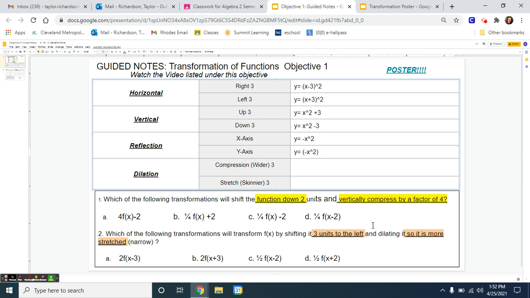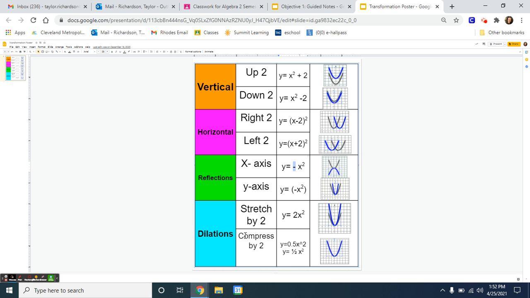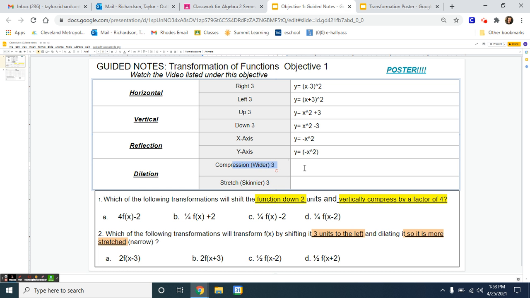Okay? The last type of transformation is called dilations, where you could either be compressing it and it's getting wider, or stretching it out and it's getting skinnier. So let's look at compression first. When you're compressing something, the only thing you're doing to the equation is putting either a fraction or a decimal out front. A fraction or decimal tells your graph that it's going to be getting wider. So if I'm compressing by 2, I put it into a fraction, 1 over 2. If I'm compressing by 3, I'm going to put it into a fraction, 1 over 3 squared.